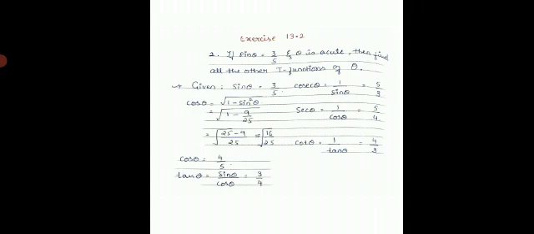That is, cosec theta is nothing but 1 upon sin theta, the reciprocal of sin theta, which is equal to 5 by 3. Sec theta is nothing but 1 by cos theta, which is equal to 5 by 4. And cot theta is nothing but 1 by tan theta, that is 4 by 3.